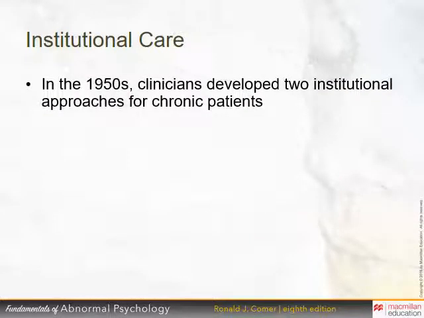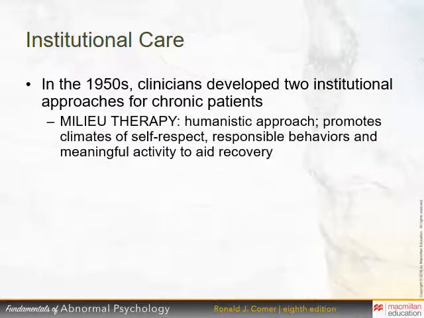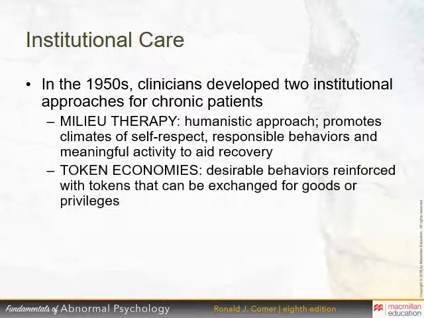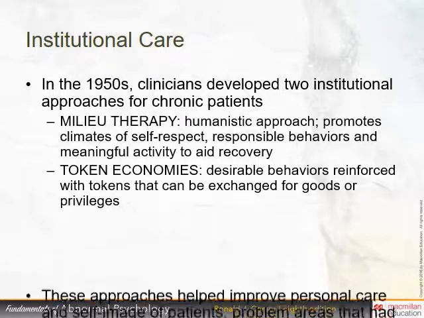In the 50s, clinicians developed two institutional approaches for chronic patients. The first was milieu therapy, which is still widely used today. This is a humanistic approach, and the idea is to promote a climate of self-respect, responsible behaviors, and meaningful activity to aid in recovery. Token economies, which are less frequent now but still used in some places, were established to reward desirable behaviors with tokens that could then be exchanged for goods or for privileges.